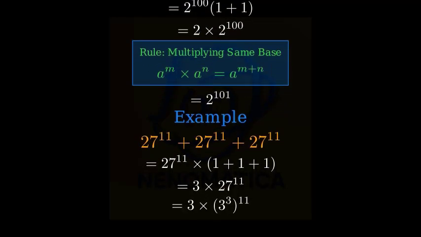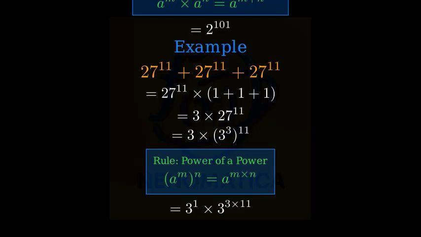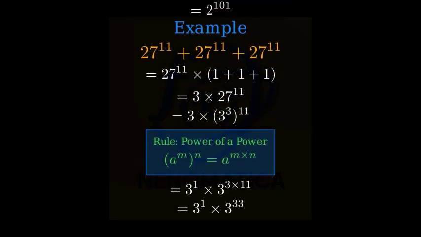Now, let's recall that 27 is actually 3 cubed. So we can rewrite 27 to the power of 11 as 3 cubed to the power of 11. We can then use the power of a power rule. When we have a base raised to a power, and that entire expression is raised to another power, we multiply the exponents. 3 cubed times 11 equals 33.